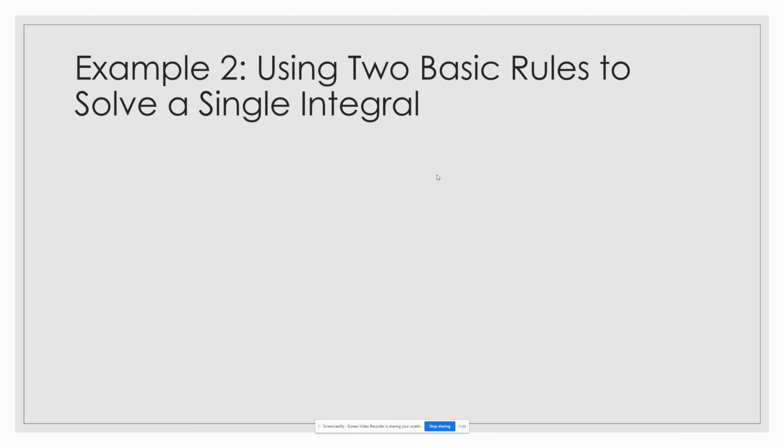Alrighty. Let's do another example. In this example, we're going to use two basic rules to solve a single integral. And here is our integral. Evaluate the integral from 0 to 1 of x plus 3 over the square root of 4 minus x squared dx.